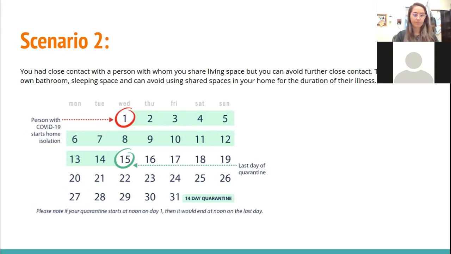Okay, scenario 2, you had close contact with a person with whom you shared living space, but you can avoid further close contact. They have their own bathroom, a separate sleeping space, and can avoid using shared spaces in your home for the duration of their illness. So in this case, it's the same as scenario 1. You're going to count 14 days from the last date of contact with them on the 1st, and the 15th is going to be your last day of quarantine, and you can return to work on the 16th.